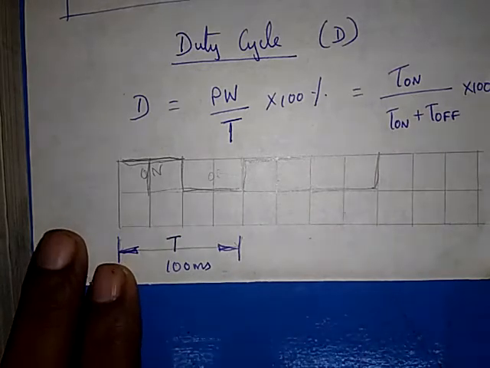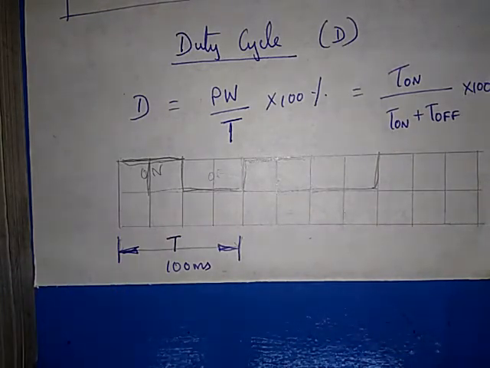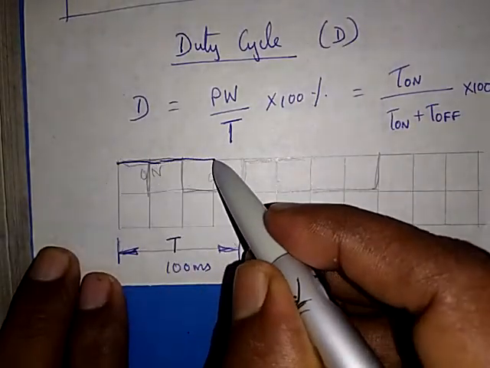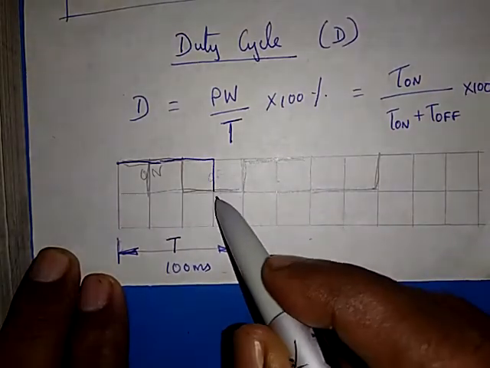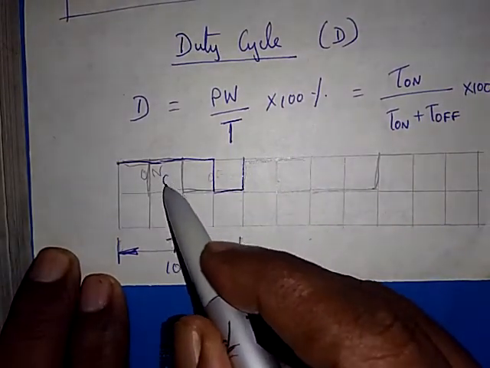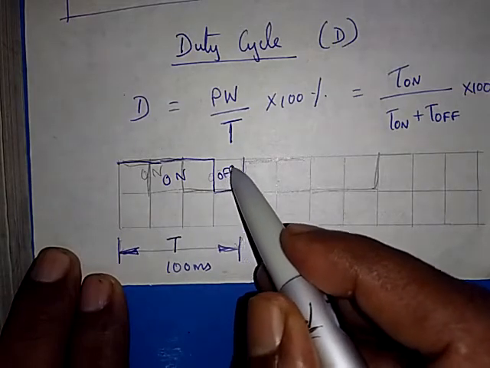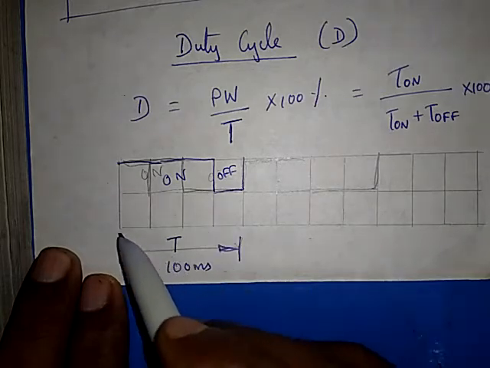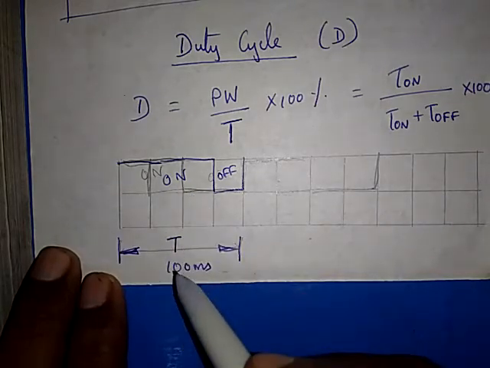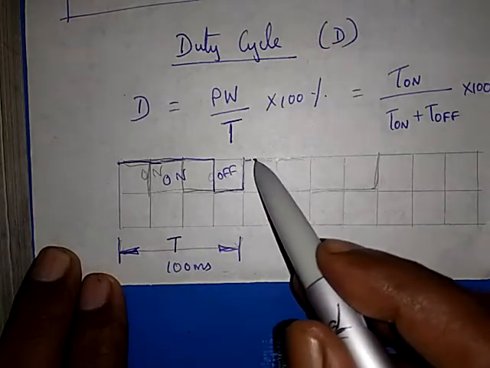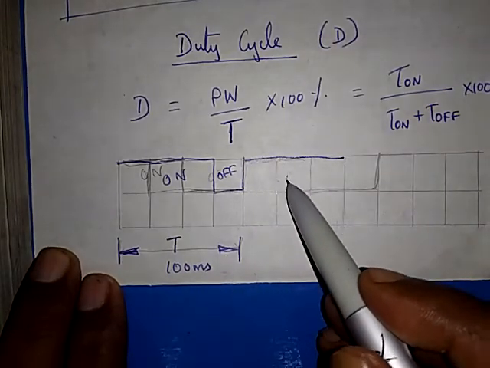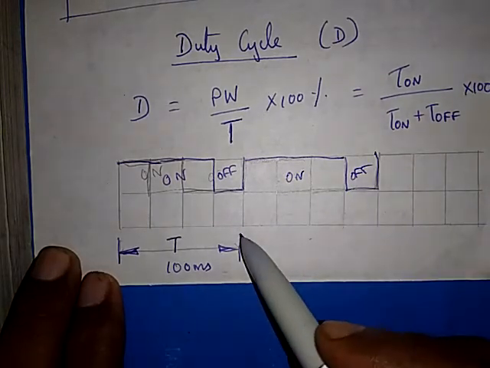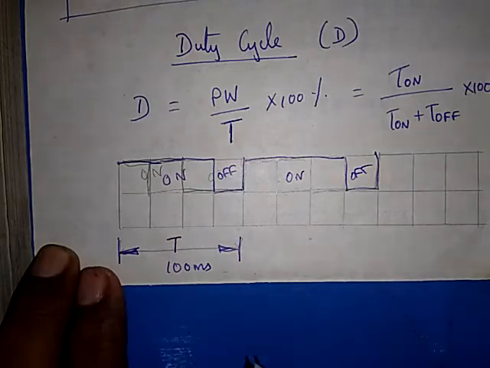Now I want 75% duty cycle. So if I want 75%, then on time will be up to here, then off time will be here. So this is on time, this is off time. So on time is 75 millisecond, and total time is 100 milliseconds, so you will get 75% duty cycle. Similarly for the next cycle, this will be on and this will be off. So this is one cycle or one period. This is second cycle or second period.